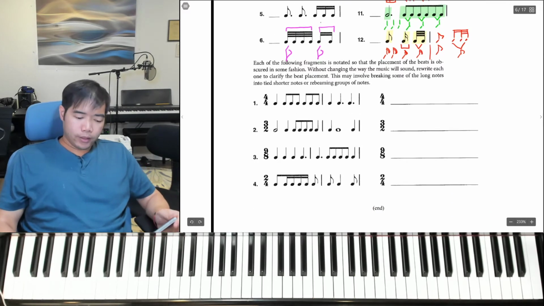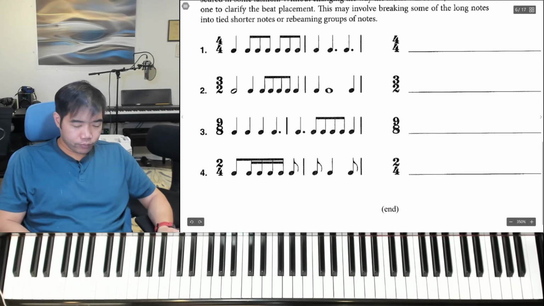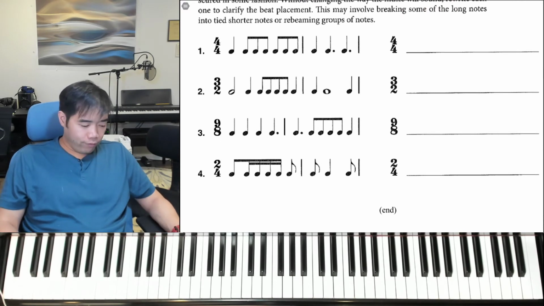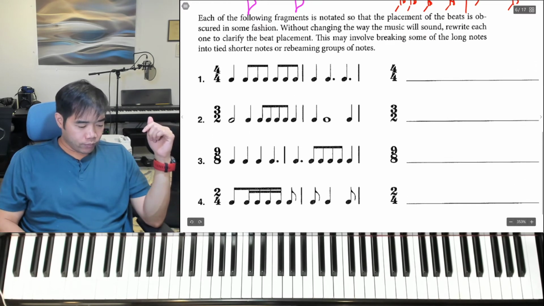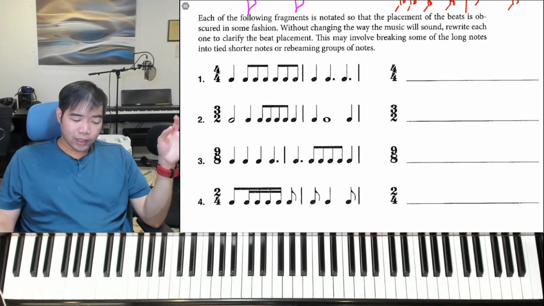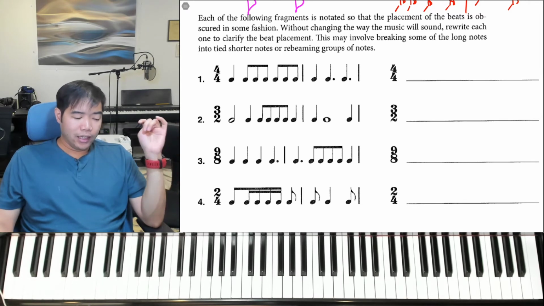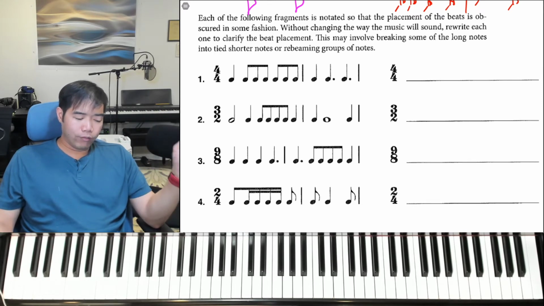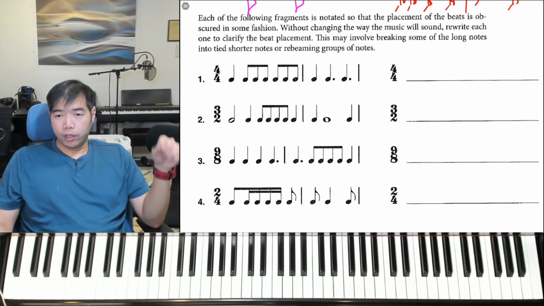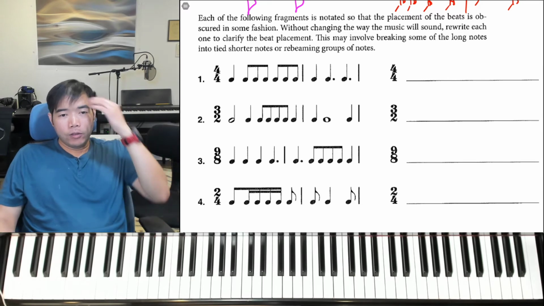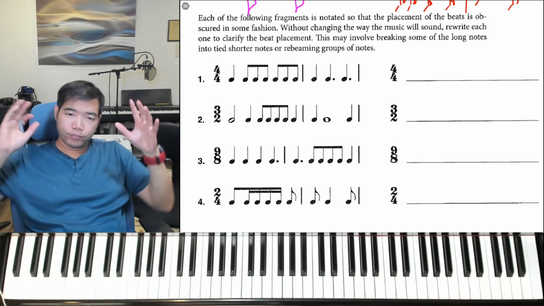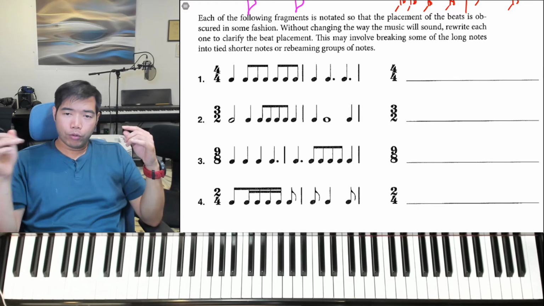Okay, so these can be a little tricky. Let's take a look at this final example here. Each of the following fragments is notated so that the placement of the beats is obscured in some fashion. Without changing the way the music will sound, rewrite each one to clarify the beat placement. This may involve breaking some of the long notes into tied shorter notes or rebeaming groups of notes. So this is a little bit, you have to understand a few more things.